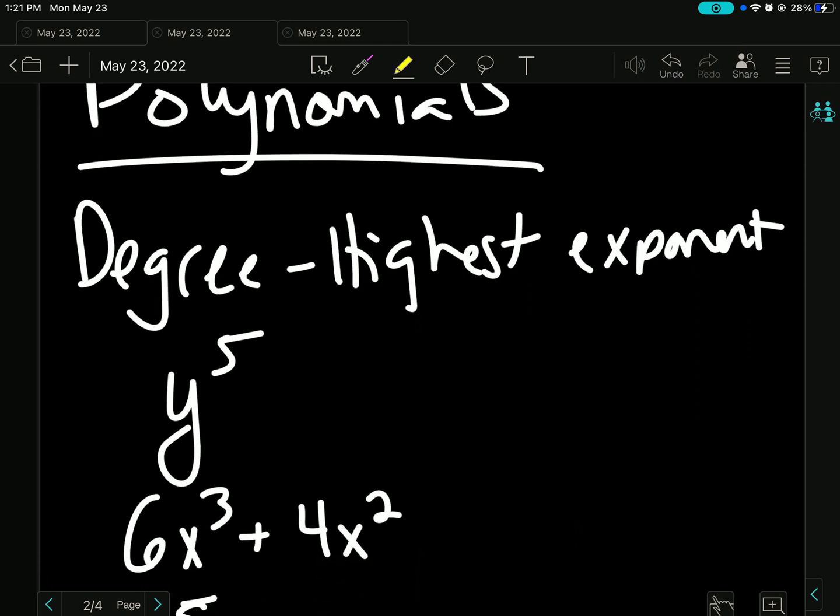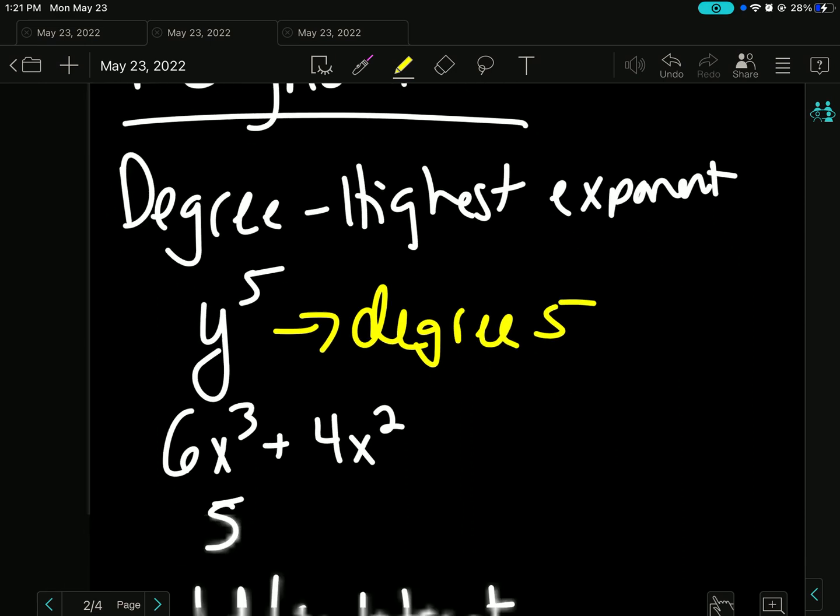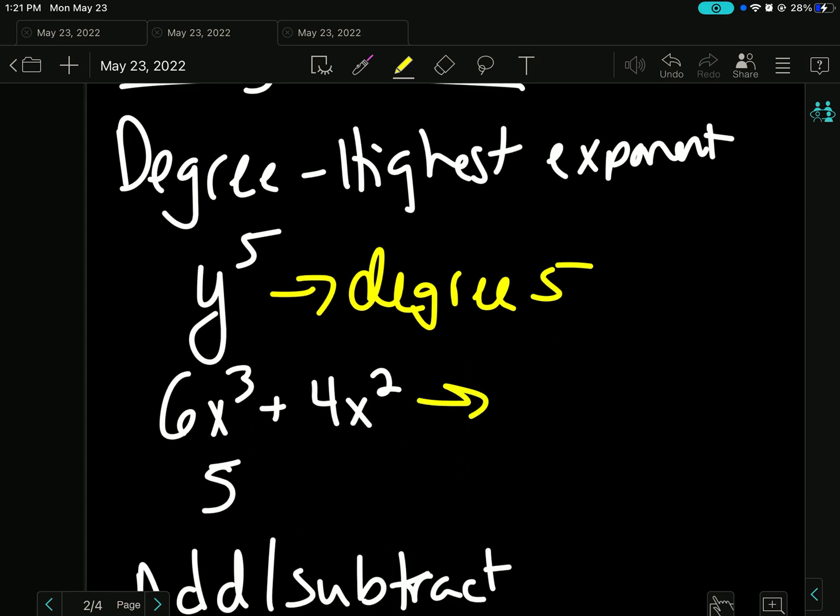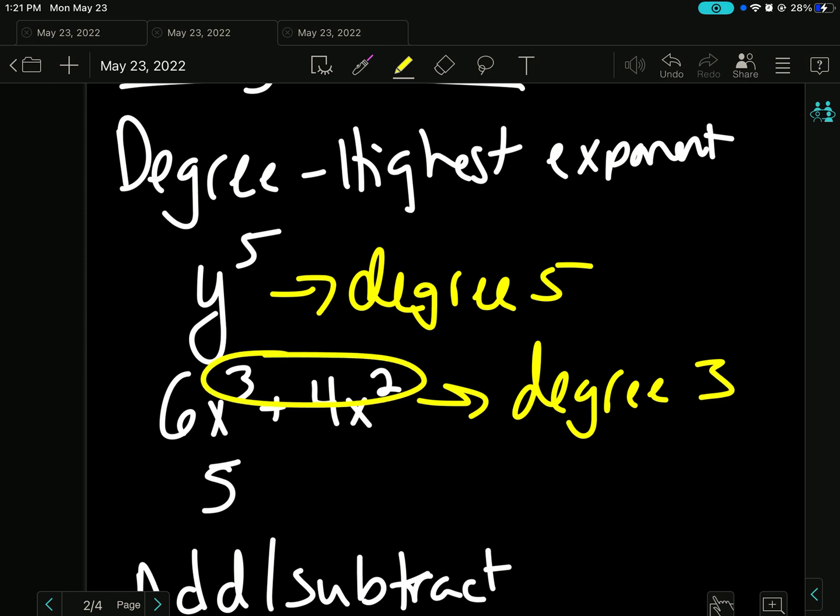So if we have y to the fifth, that's a degree 5 because the highest exponent is 5. Okay. If we have 6x cubed plus 4x squared, that degree is 3 because the highest exponent is 3. Okay. We don't add these ones together because they have an adding sign between them.